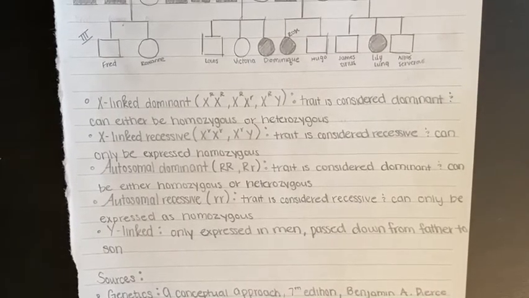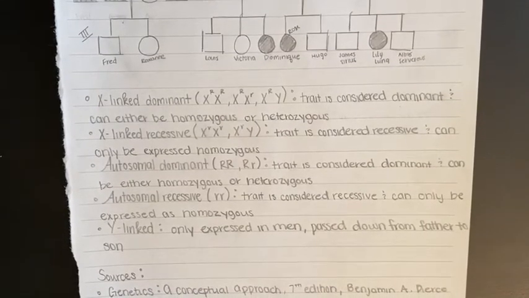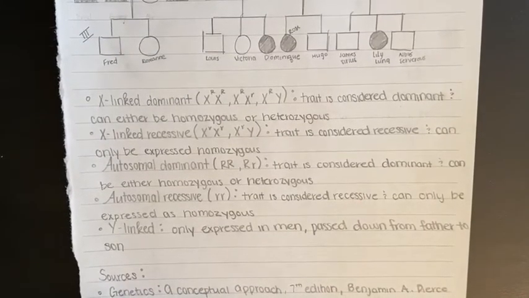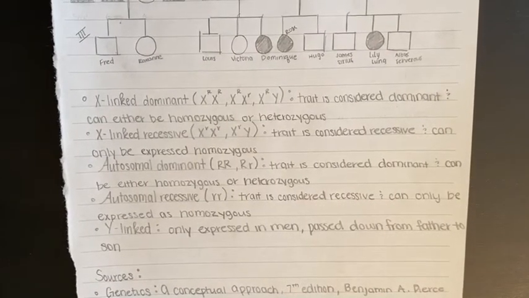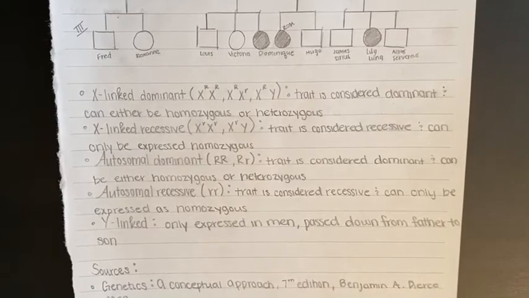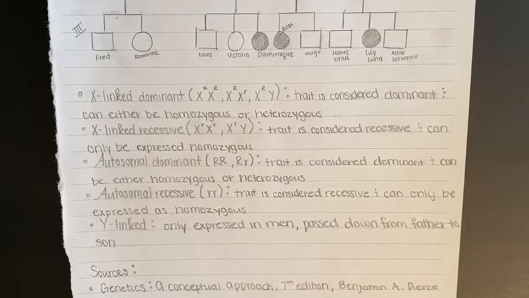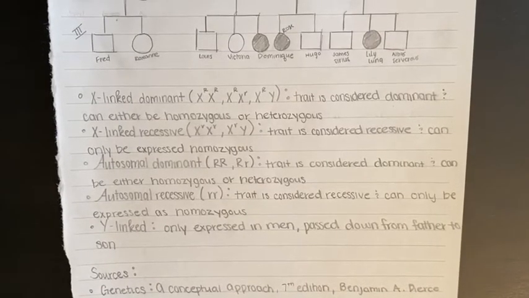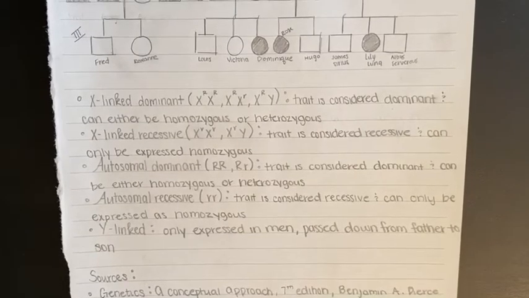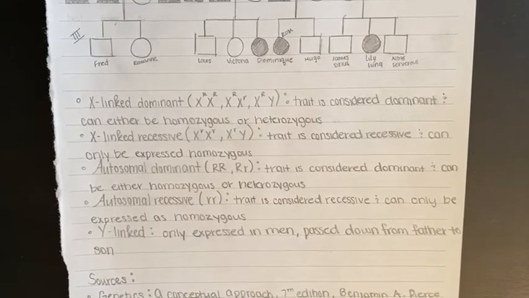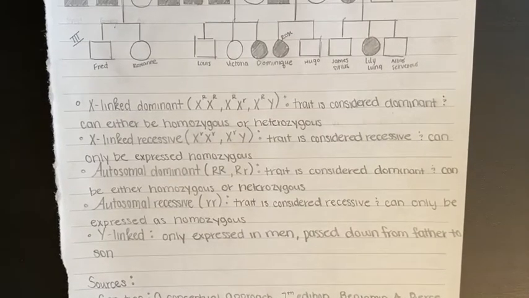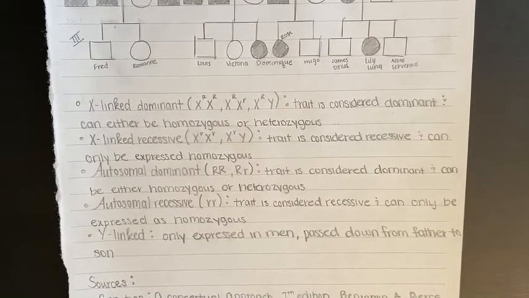Alrighty, so X-linked dominant, the trait is considered dominant and can either be homozygous or heterozygous. For X-linked recessive, the trait is considered recessive and can only be expressed homozygous. For autosomal dominant, the trait is considered dominant and can be either homozygous or heterozygous. And for autosomal recessive, the trait is considered recessive and can only be expressed as homozygous. And a Y-linked trait is only expressed in men, passed down from the father to son.